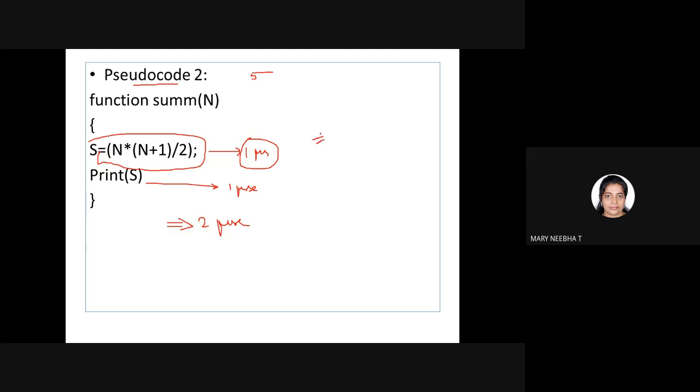How much time does it take? 2 microseconds. 2 microseconds. Okay, so which logic is better? First one or second one? Second one. So the second one is actually taking constant time, irrespective of the size, as well as irrespective of the numbers. It is taking the common time. So even if your n is 50, it is taking 2 microseconds.